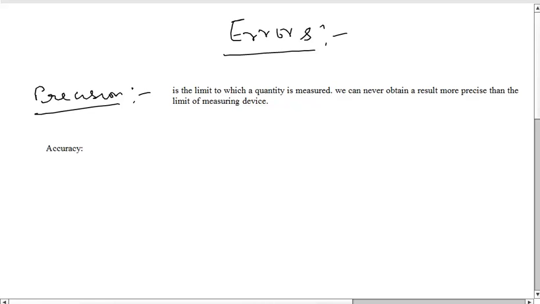Then comes the accuracy. It signifies the degree of closeness between measured value and true value of a physical quantity. So this is what we say, accuracy and precision. Just note it down, then I'll explain.